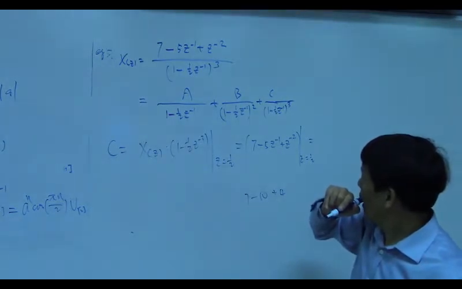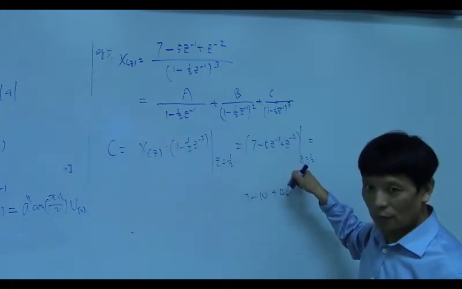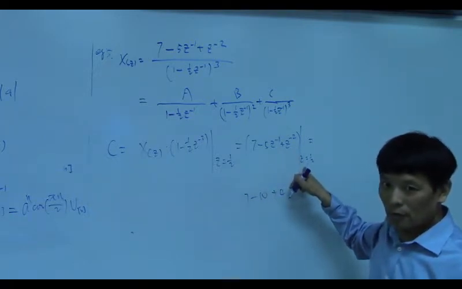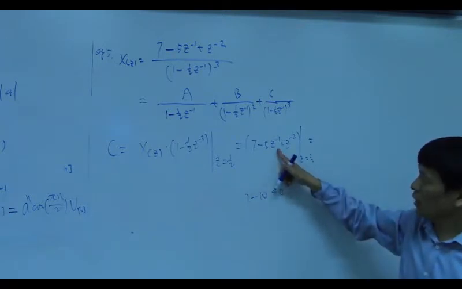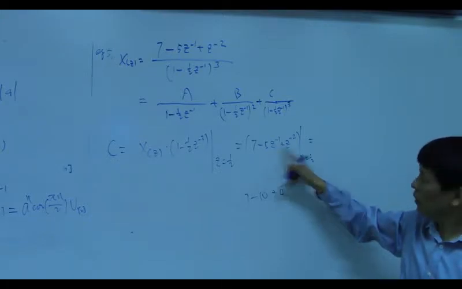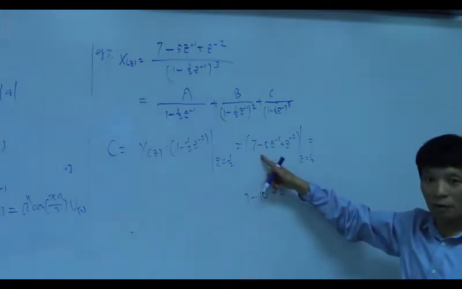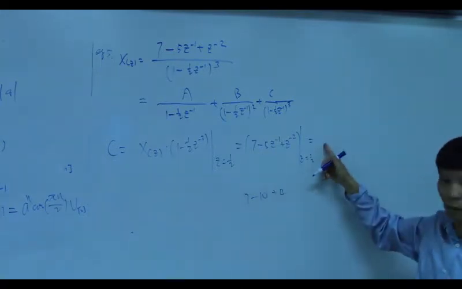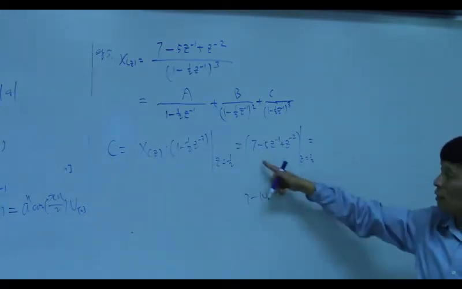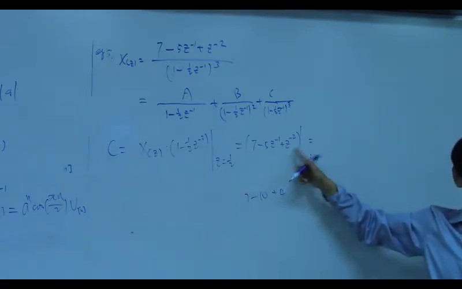C is 7 minus 5z to the negative 1 plus z to the negative 2, when z equals 1/2. So z equals 1/2 means z to the negative 1 equals 2. Aren't you done there, in that C? We need to evaluate what this value is here. That's what we are doing. We need to plug this z into this one to get a number.